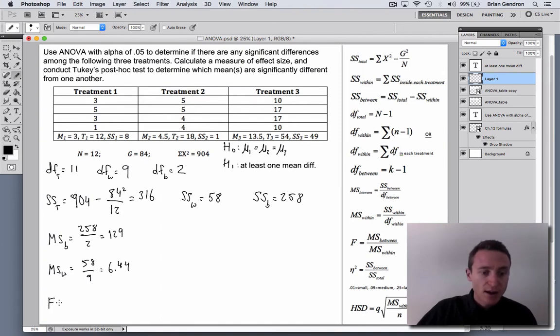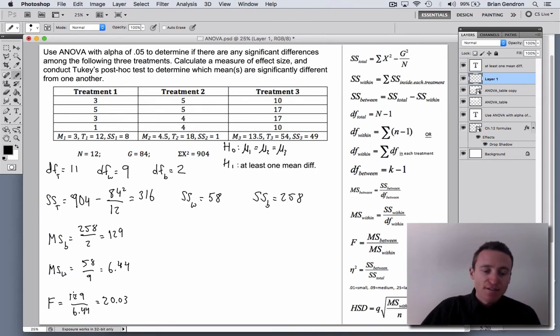And now we can calculate the test statistic, F. Let's calculate it and then interpret it. So MS between on top, the numerator, 129. 6.44, MS within, in the denominator. We get 20.03. So here's what this is essentially telling us. The variance between groups is 20.03 times larger than the variance within groups.